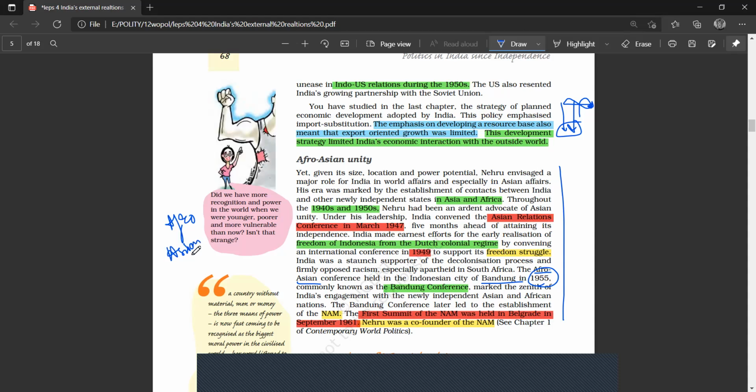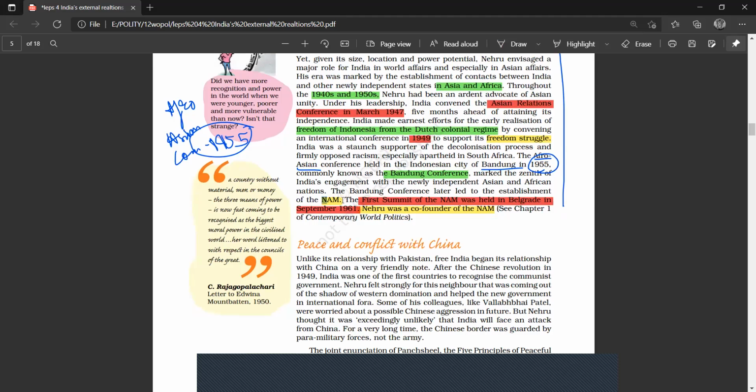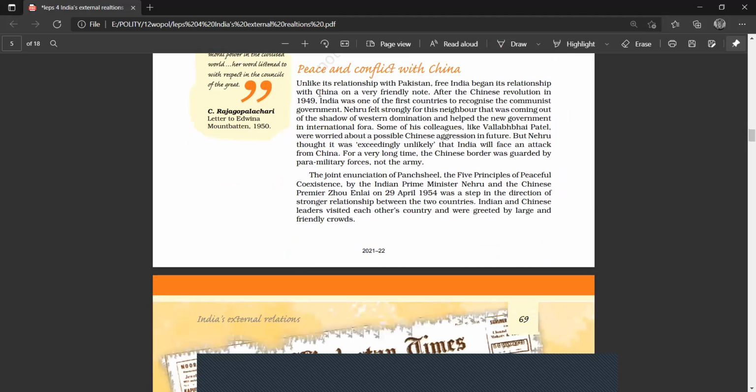The Afro-Asian conference was held in 1955. That was where it was held, in Indonesia in Bandung, and this then converted to the Non-Aligned Movement, or the NAM. All right, so now we're going to move on to China and understand our relationships with China.